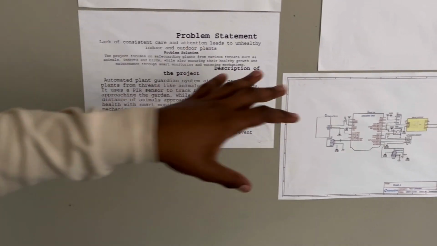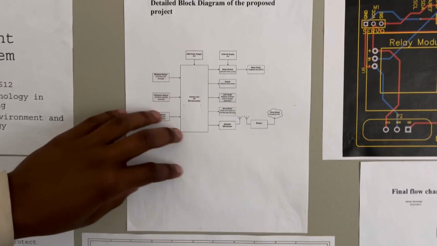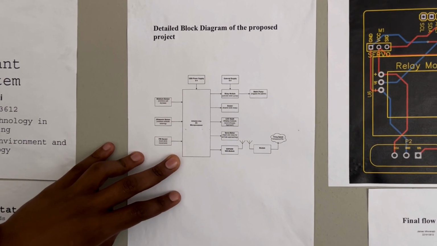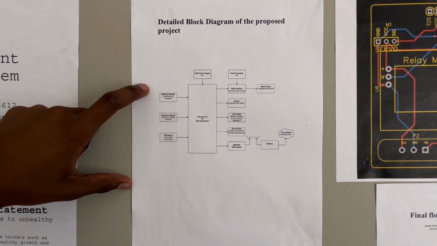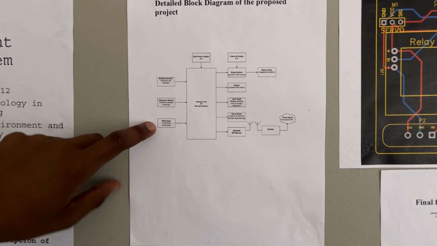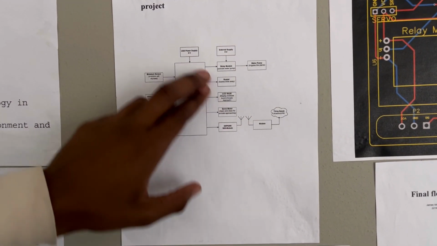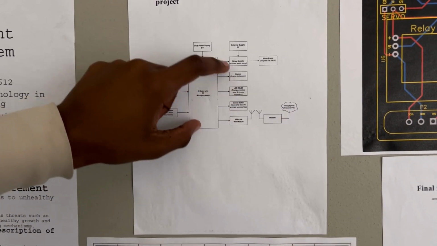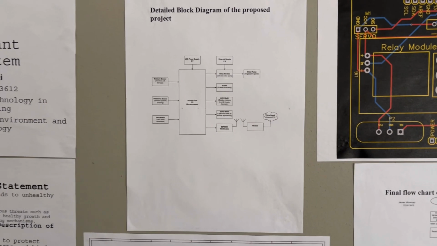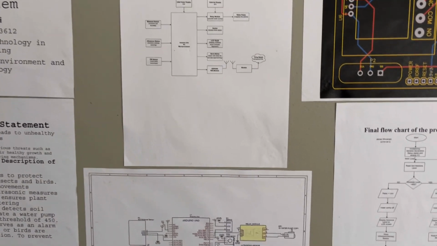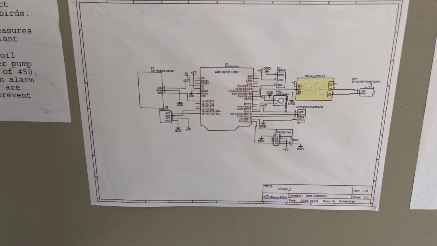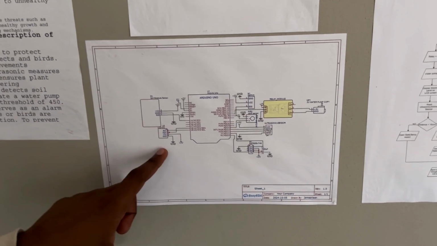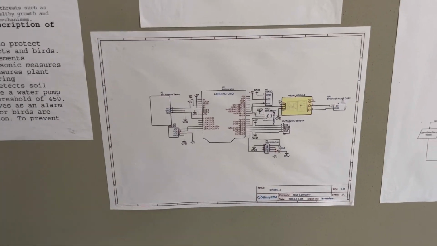As you can see here, this is my detailed block diagram. These are my sensors: moisture sensor, ultrasonic, and PIR. And here are my outputs: the buzzer, LCD, servo, ESP, the relay module and the water pump. And here is my schematic. As you can see, this is the LCD, the moisture sensor, and all that.